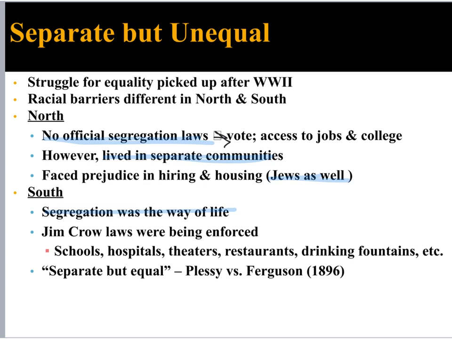By the early 1900s, segregation was firmly in place in all southern states, and the so-called Jim Crow laws enforced separation of races in schools and hospitals, on public transportation, in movie theaters, in restaurants. There were some restaurants that would refuse to take African Americans as customers. Drinking fountains were also for whites only, or they would say colored only. And the court case that justified these Jim Crow laws in the South was the Plessy v. Ferguson case in 1896, which ruled that segregation is legal as long as it's separate but equal.